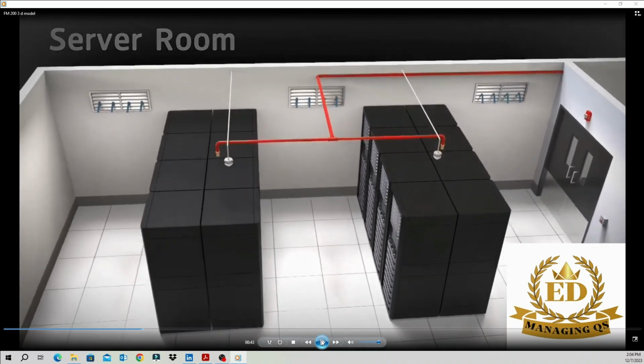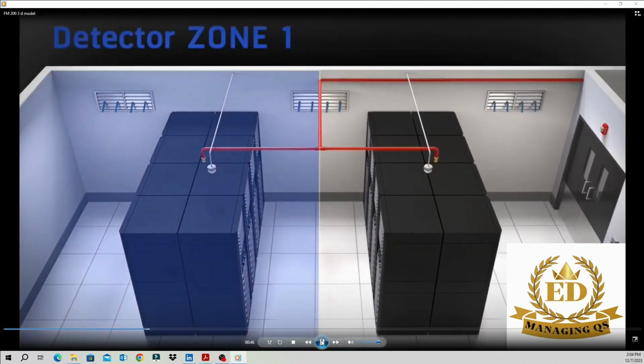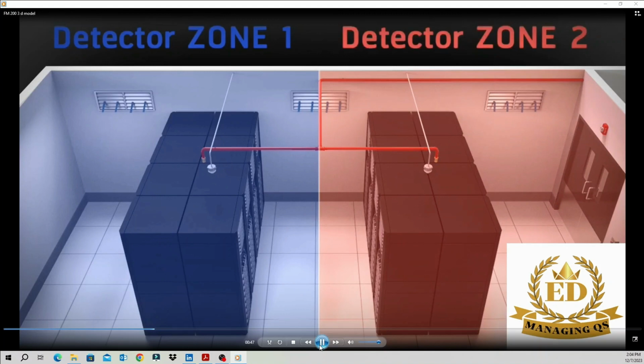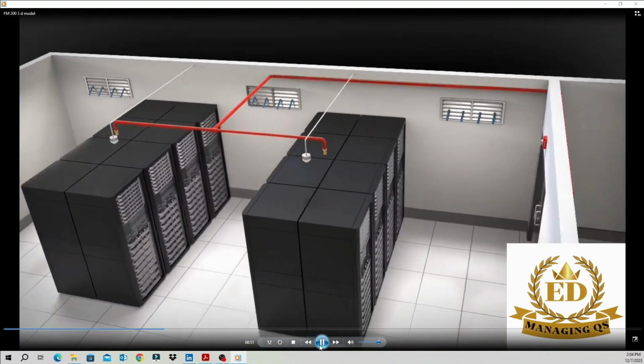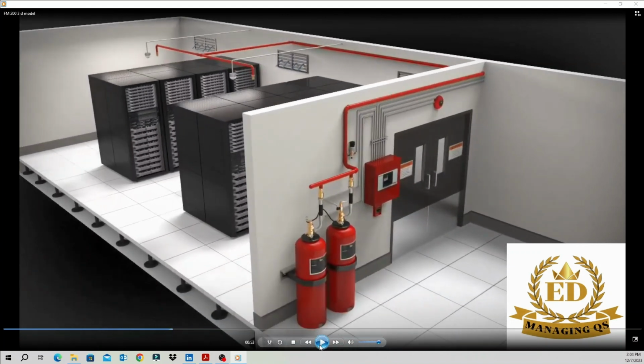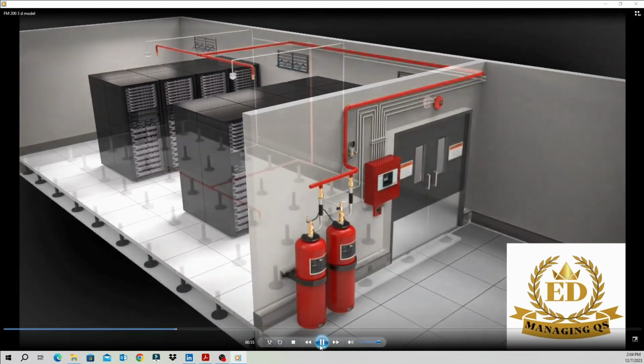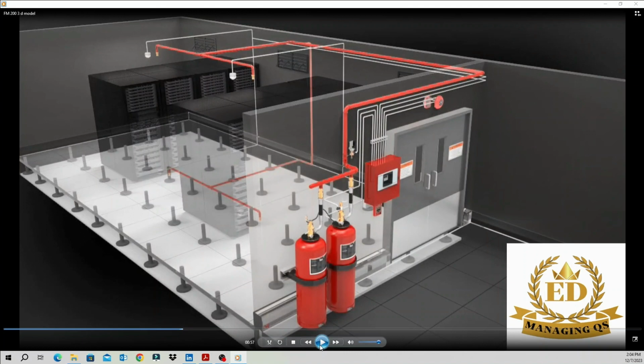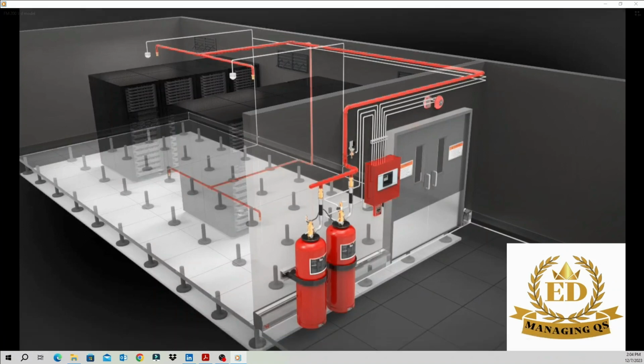Right, just imagine detector zone 1, detector zone 2. It means we can imagine there are 2 zones for this server room. Then you can find the main components of the FM200 system that we discussed earlier. It shows like a 3D model, so you can understand.